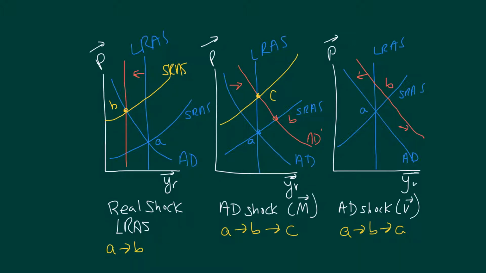So if it's something that affects our long-run Solow growth rate, you're looking at a real shock. If it's something that affects our money supply, you're looking at an aggregate demand money supply shock. And if it's something other than that that shocks aggregate demand, it's going to be a velocity shock, and that's this third type. So that pretty much sums up this chapter and should hopefully have you ready to go for the in-class exercise coming up.